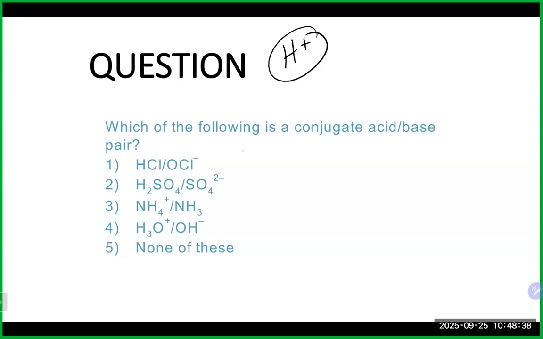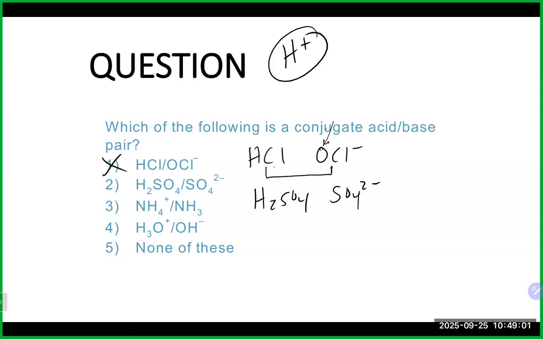Obviously here, if we take a look at the first one, we've got HCl and OCl minus. The difference here is one H plus, but there's also a difference of an oxygen, and obviously the other one doesn't have an oxygen. So that is a negative on that. They are not going to be pairs because of it. If we look at H2SO4 and SO4 2 minus, are they pairs? They're also not pairs, because the difference here is not one H plus, but it is two H pluses, yeah?